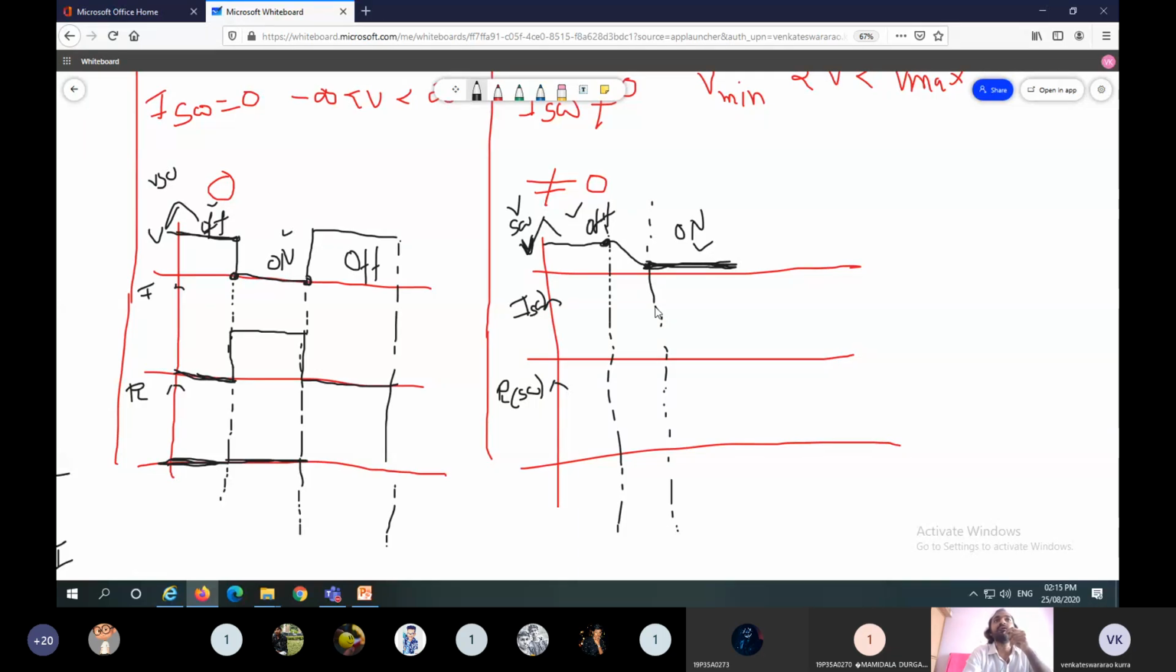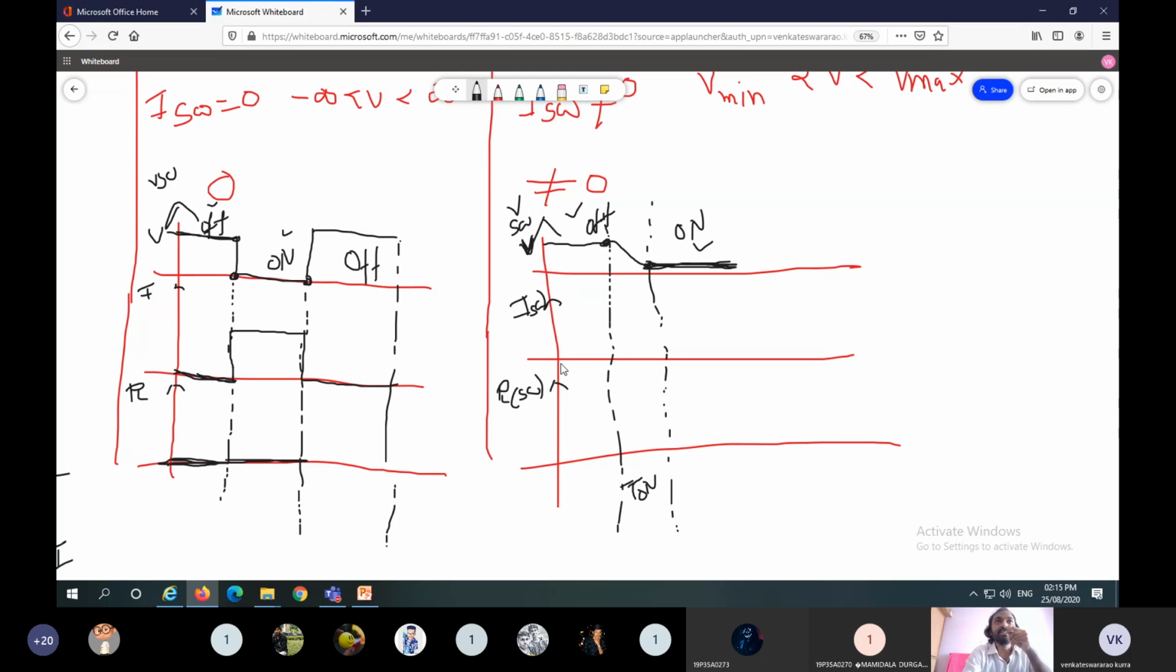So this one is the turn on time of the device. It will take a certain time to make the transition from the off state to the on state.